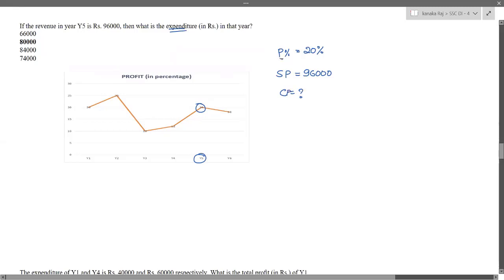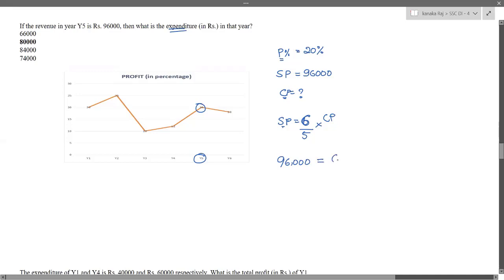So I know my profit percent as 20%. How can I write my selling price? Selling price will be equal to 120%. 120% can also be written as 6 divided by 5, so 6 by 5 into cost price. Now I don't know the value of cost price, but I know the value of selling price. So if I replace this, what do I get?